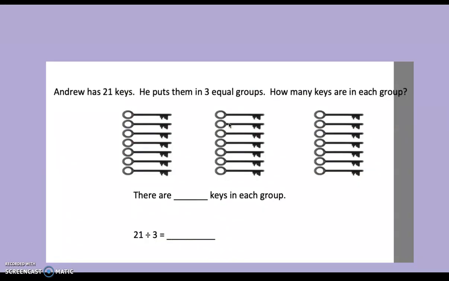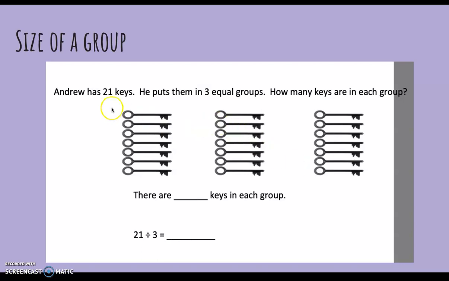So let's do some practice questions. Andrew has 21 keys, so that's going to be the total, and he puts them in 3 equal groups. So we have the number of groups, which is 1, 2, 3. And the question is asking how many keys are in each group. So what is this question asking? It's asking us to find the size of a group.